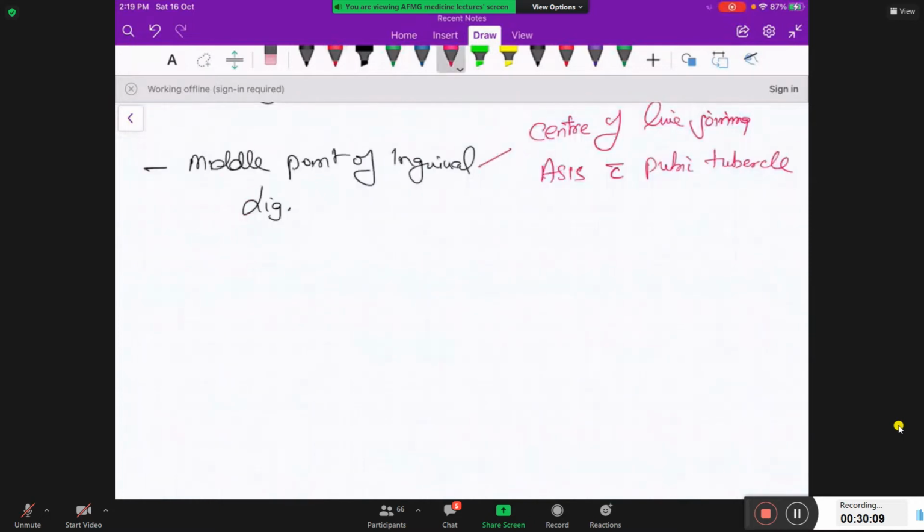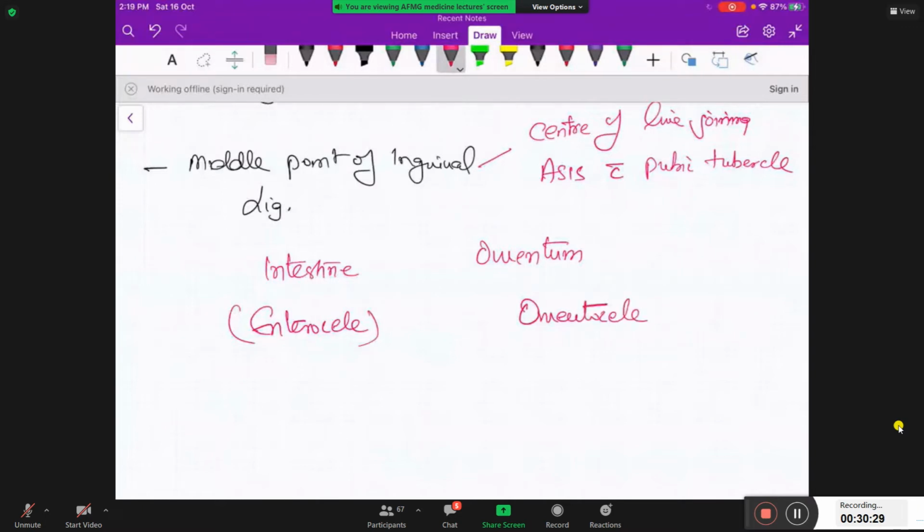Now, there can be intestine as a content in a hernia. There can be omentum as a content in a hernia. When intestine is there as a content in a hernia, what is it called? Enterocoele. When omentum is there as a content, it is called omentocoele. Now, out of enterocoele and omentocoele, which is more common? Omentocoele is more common than enterocoele.